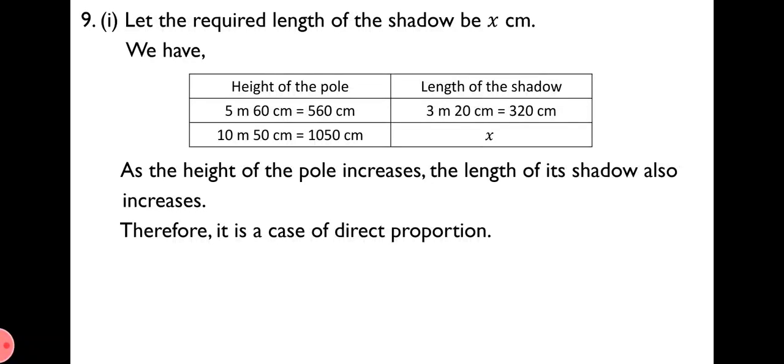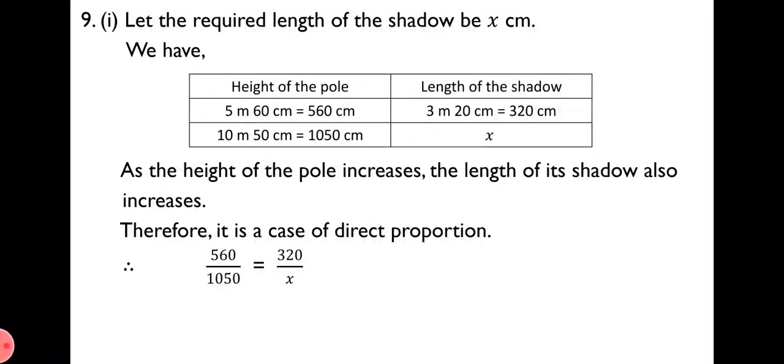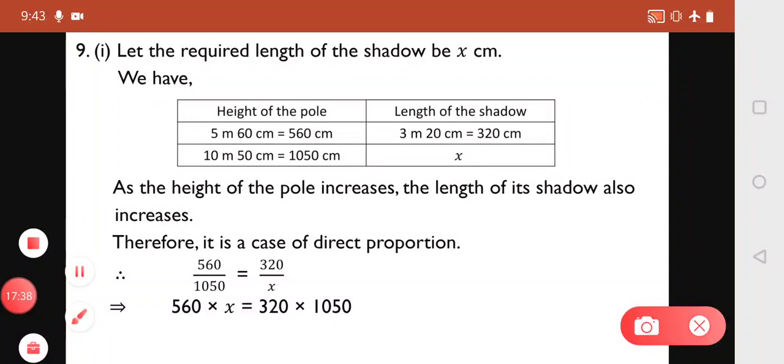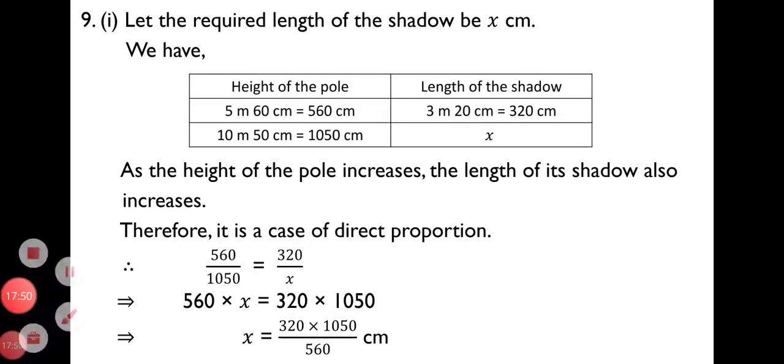Therefore it is a case of direct proportion. Therefore 560 upon 1050 equal to 320 upon x. Again we do the cross multiplication, x on left hand side and 1050 on right hand side. That is, we'll get 560 into x equal to 320 into 1050. Again we want the value of x only, so we transpose 560 to the opposite side, that is multiplication becomes division. Implies that x equal to 320 into 1050 upon 560.